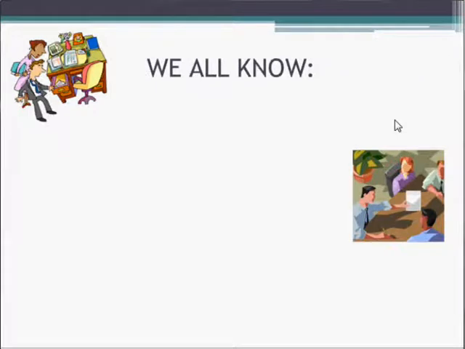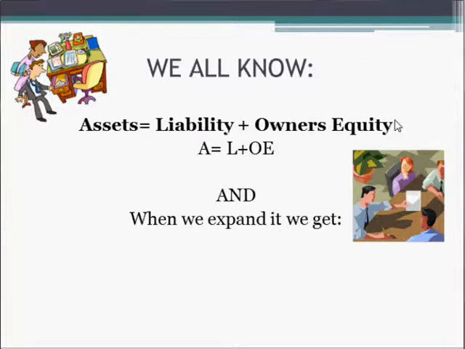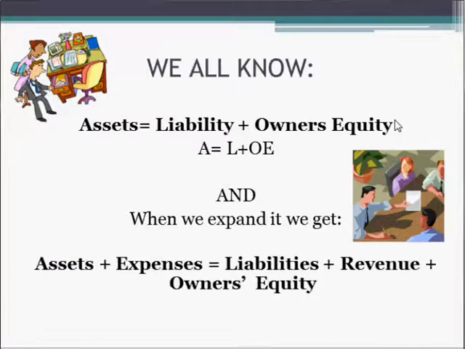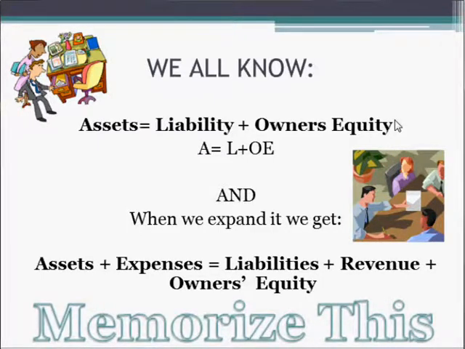So we all know the accounting equation, which is assets is equal to liabilities plus owner's equity, or A is equal to L plus OE. And if we expand it, we get assets plus expenses is equal to liabilities plus revenue plus owner's equity. There's nothing in this, but you just need to memorize these formulas and need to know this for your whole accounting life.